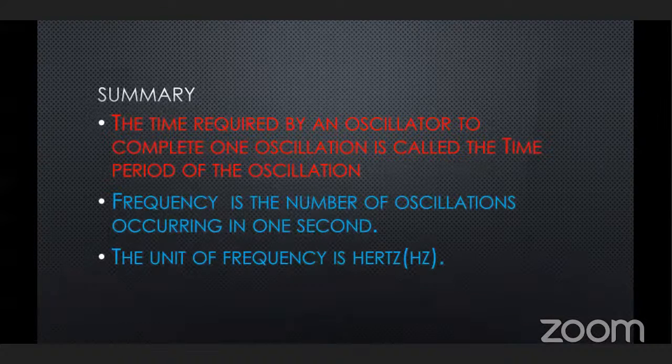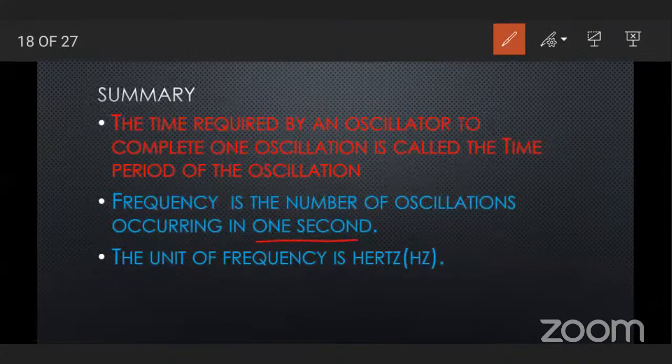So this is all for today. We will see a summary of what we have studied today. First we saw that the time required by an oscillator to complete one oscillation is called the time period of the oscillation. What is time period? To complete one oscillation, how much time is required? Second, frequency is the number of oscillations occurring in 1 second. In 1 second, how many oscillations occur? It is called frequency.